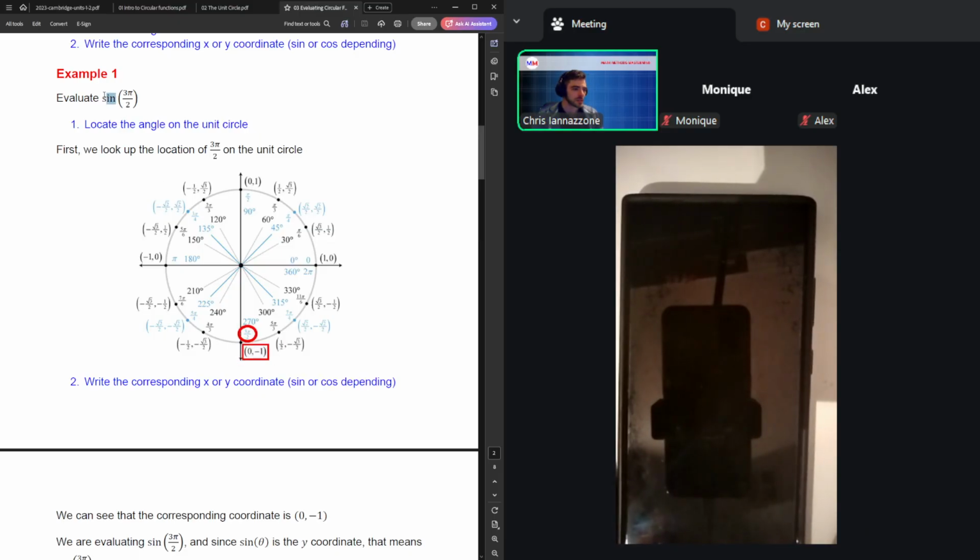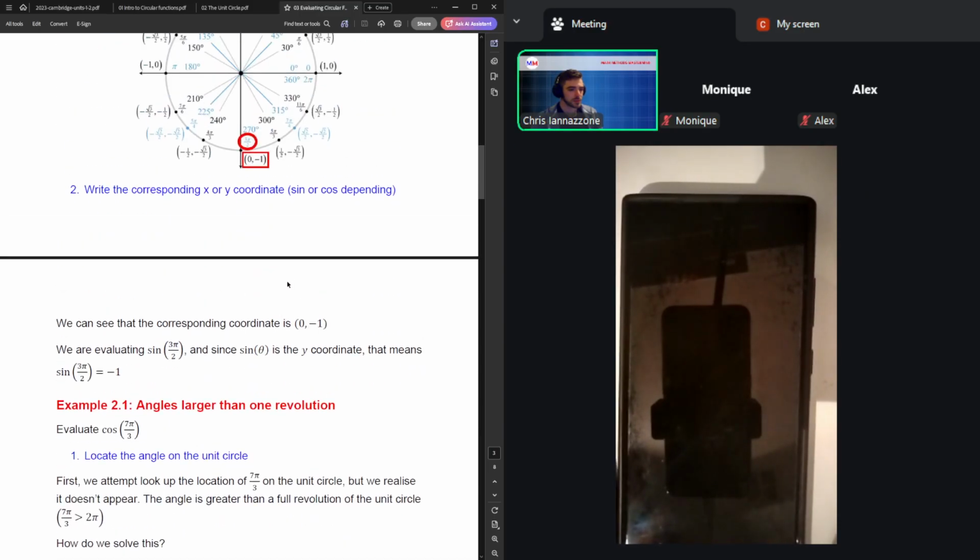Next, I'm looking at the circular function itself. If it's sine, I'll give the y. If it's cos, I'll give the x. This is of course sine, so I give the y coordinate, negative 1. If it was cos, I would give 0.